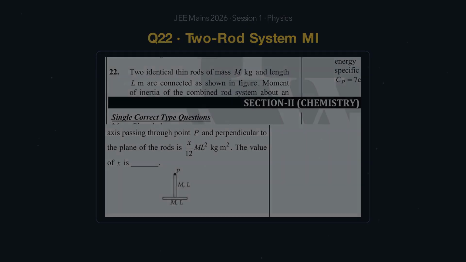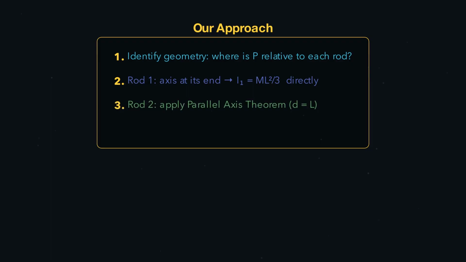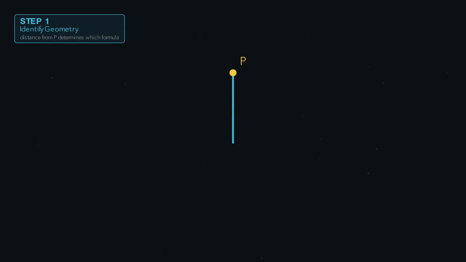Here's our approach. First, we'll identify exactly where point P sits relative to each rod. Then, we'll compute the moment of inertia for rod 1 directly using the end formula. After that, we apply the parallel axis theorem to rod 2, because its center of mass is far from P. Finally, we add both contributions and read off the answer.